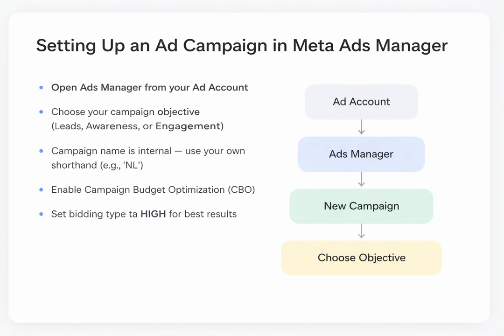The campaign name is something only you see. Clients don't see it, nobody else sees it. So just write something that makes sense to you personally. He uses shorthand like NL for his own reference. And when it comes to the campaign budget, he sets it up at the campaign level using campaign budget optimization, and he keeps it simple, working with just a few ad sets rather than creating dozens. For bidding type, always select high. That's a consistent recommendation throughout this session.